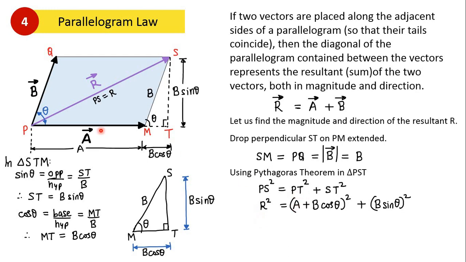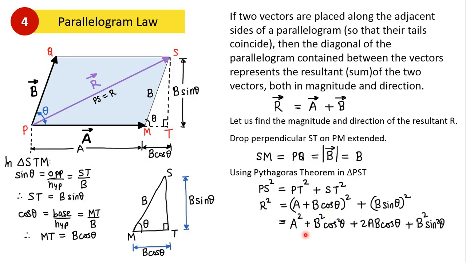Then PT, what is PT? Look at the figure. This much length PT is equal to A plus B cos theta. So PT is A plus B cos theta. Similarly, ST is this height B sin theta, the whole square. Now this bracket can be opened using the formula (A plus B) whole square.